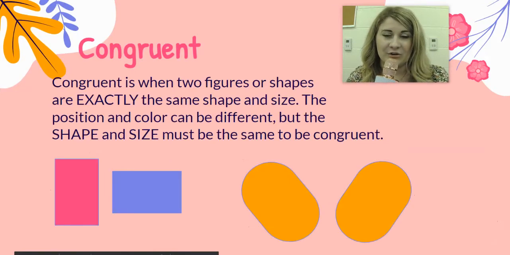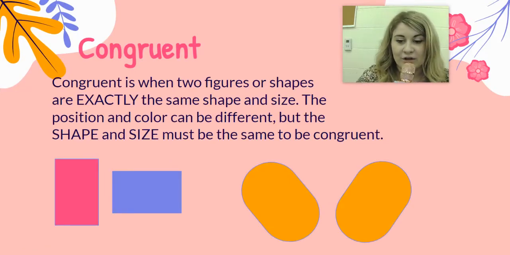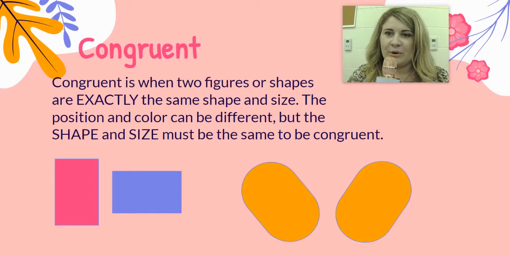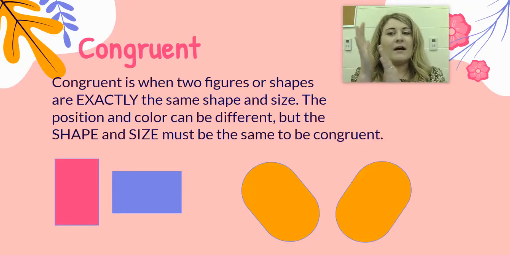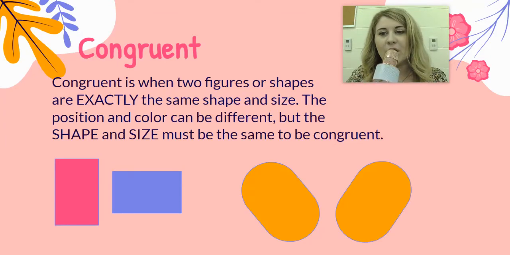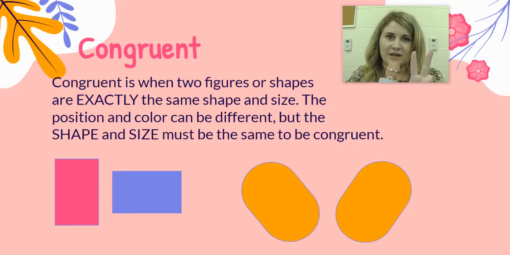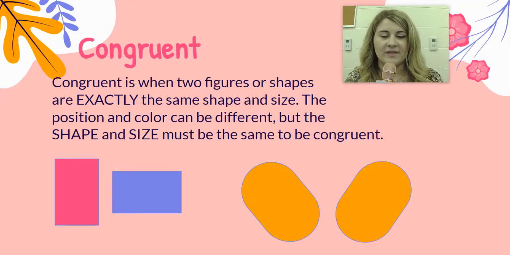Those words are congruent and non-congruent. I want you to clap out the word congruent with me. Here we go. Congruent. One more time. Congruent. The word congruent is when 2 figures or shapes are exactly the same shape and size. So 2 things, shape and size. They both begin with an S. Shape and size is what we're looking at today.